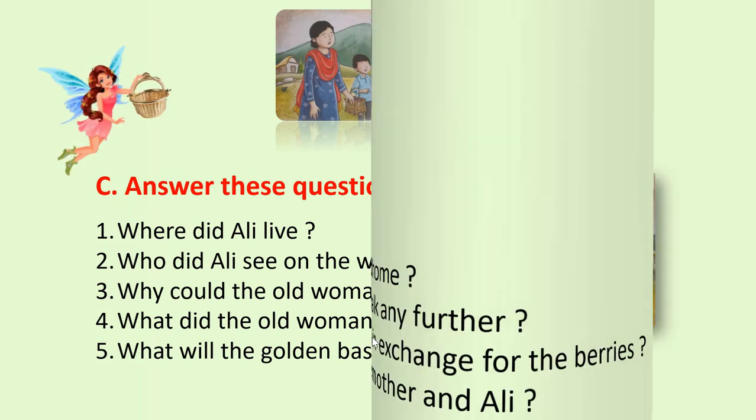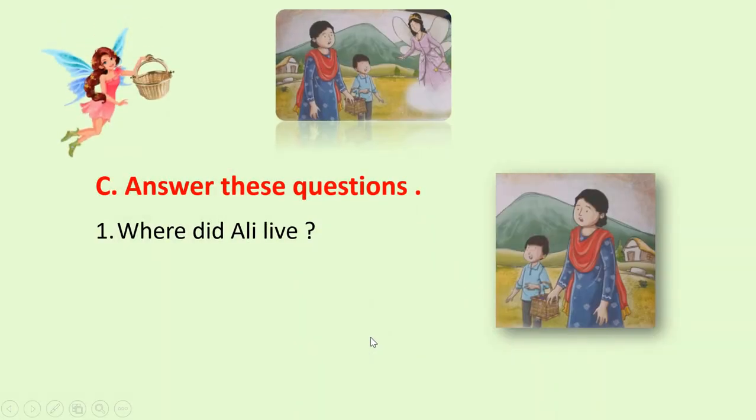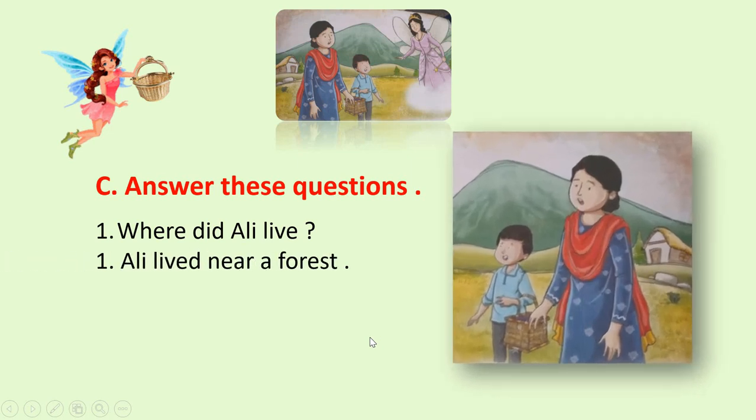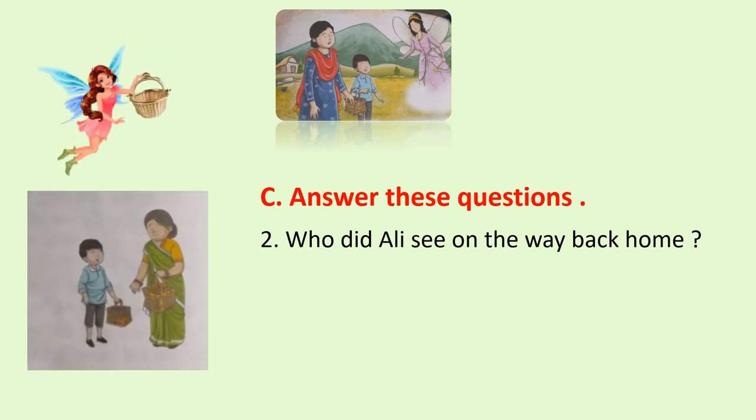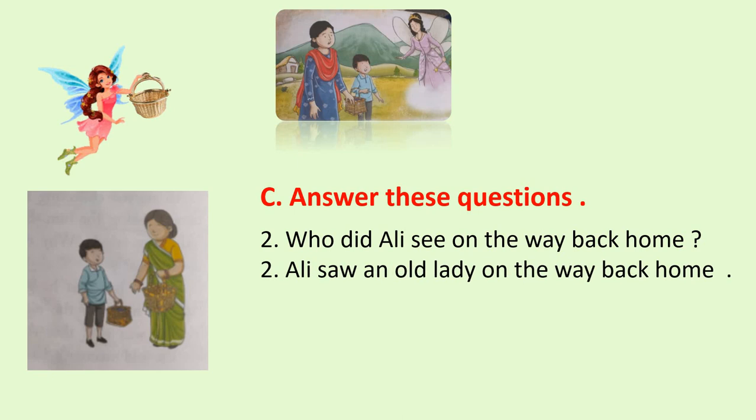So, the answers are. First question, where did Ali live? Ali lived near a forest. See in the picture, Ali is standing here and in the back you can see the hut. So, he is living near a forest. Second, who did Ali see on the way back home? Ali saw an old lady on the way back home. See here in the picture, this is from your book only.